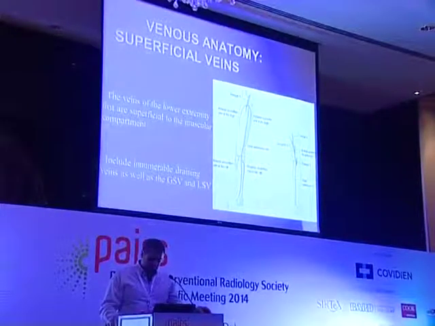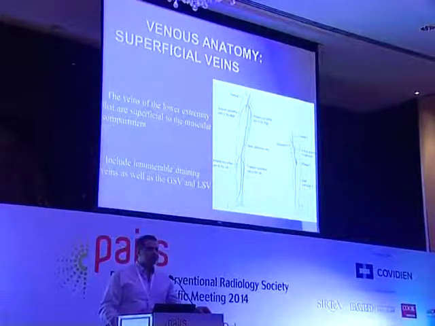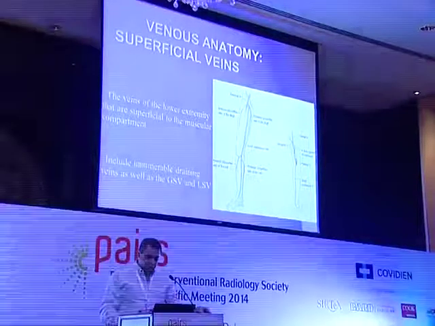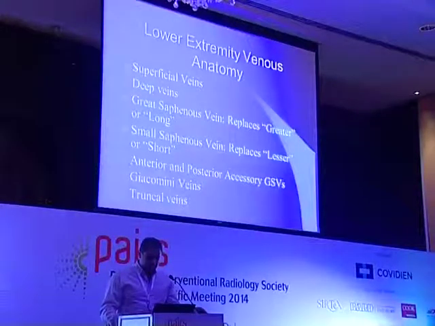Mahmoud spoke about the deep ones this morning. The superficial ones are innumerable. Basically, all the veins that drain the skin and the underskin and go eventually into the deep system are called the superficial ones. And those, of course, include the great and small saphenous veins.